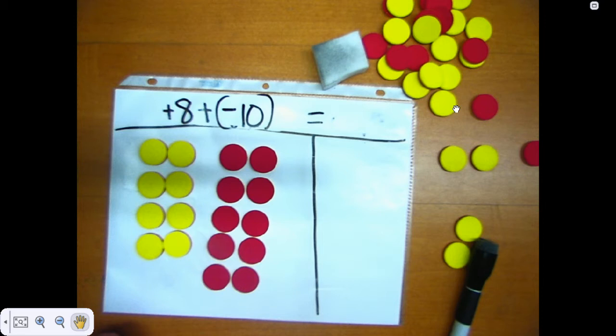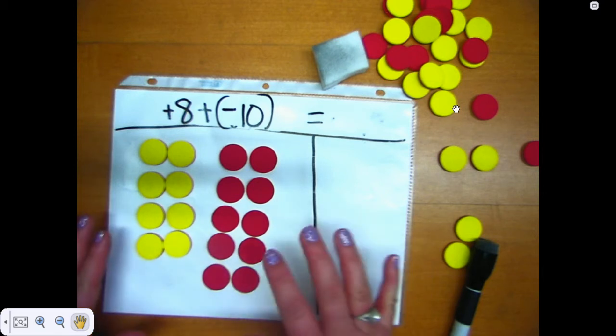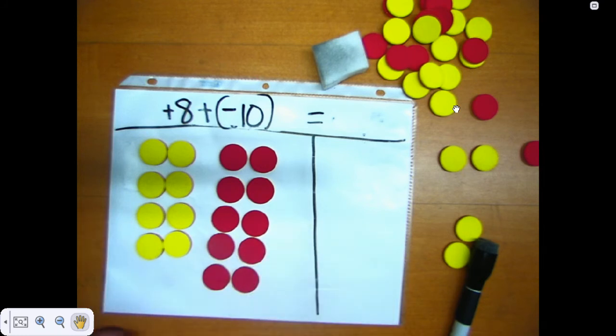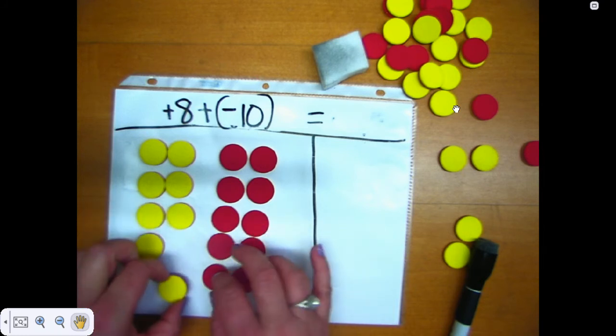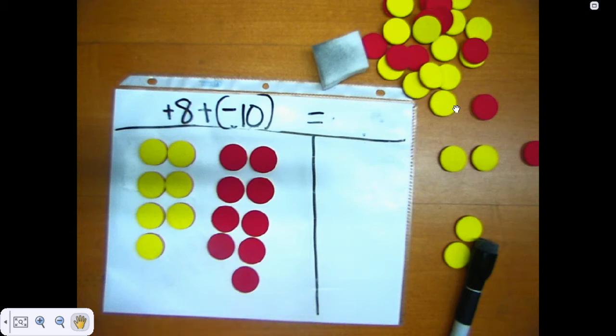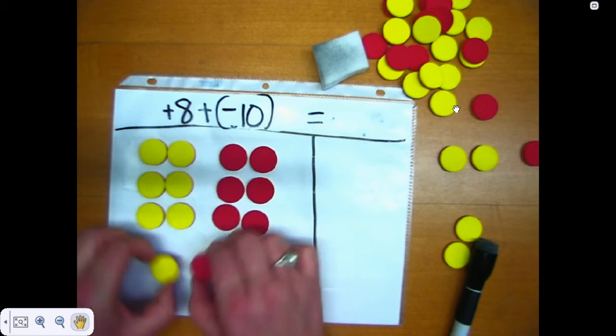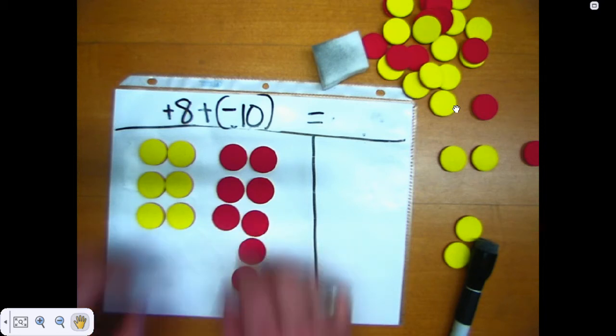Now, the next thing I need to check is: are all my counters the same color? They're not. But I do see that I have some additive inverses, or zero pairs. I have a positive 1 and a negative 1, so I can get rid of it. Positive 1, negative 1. Get rid of it.